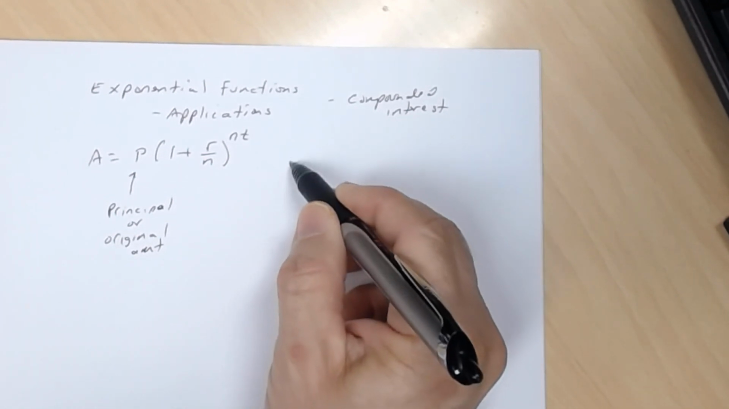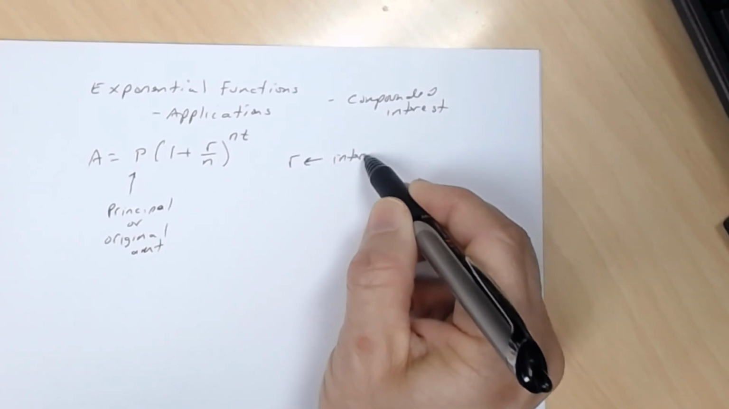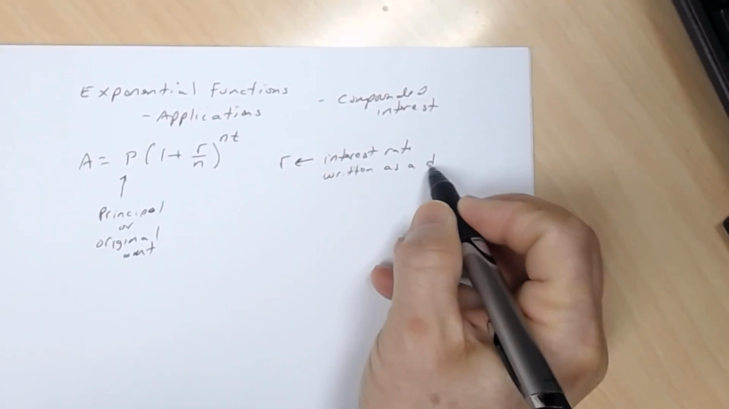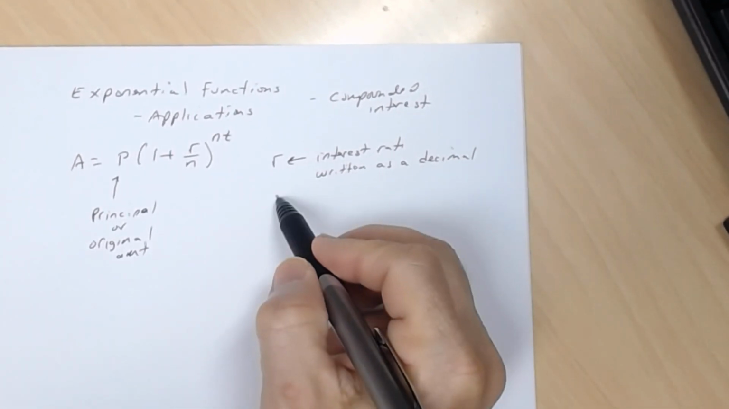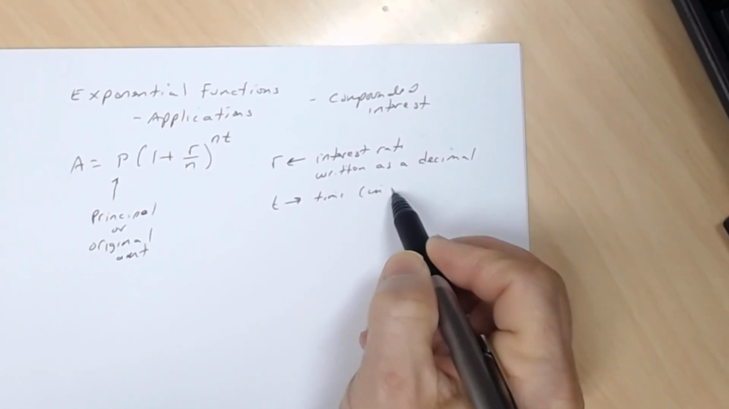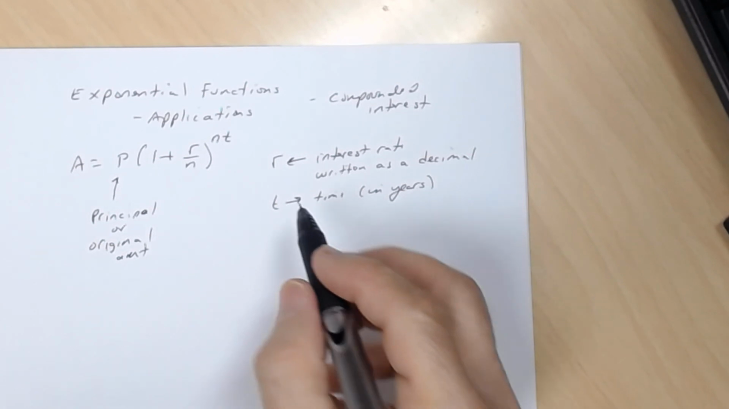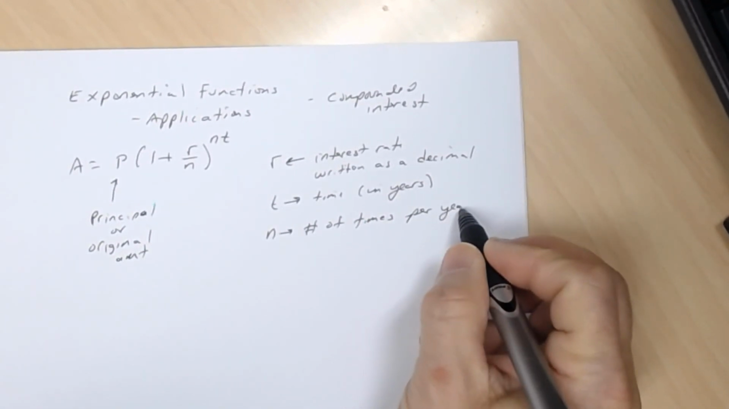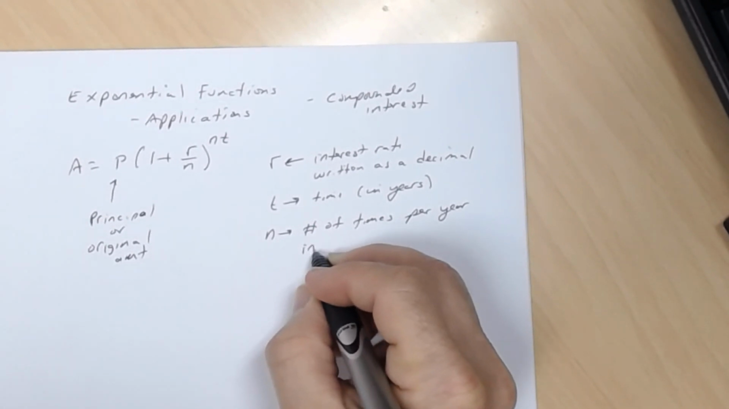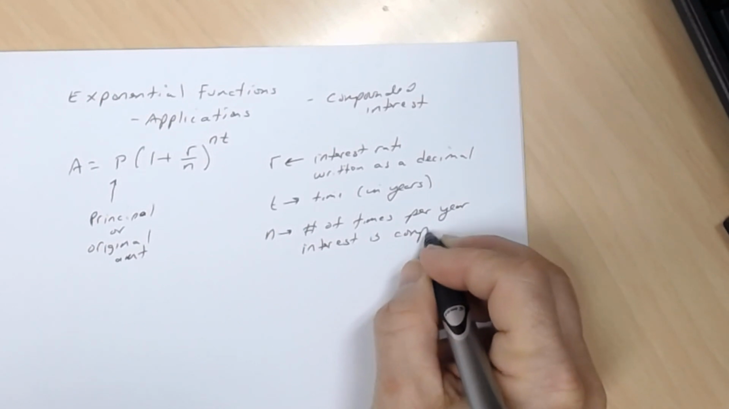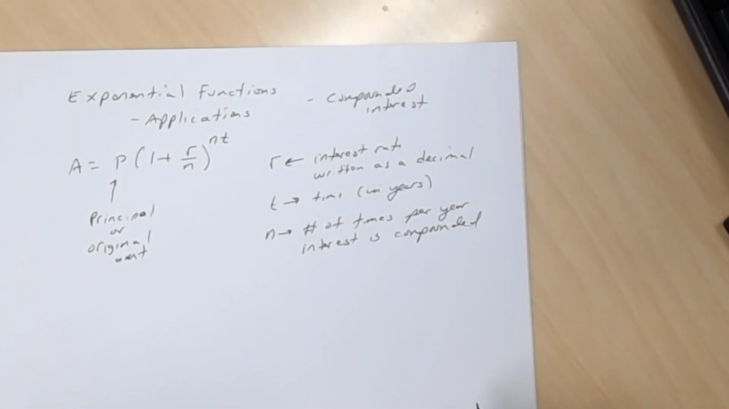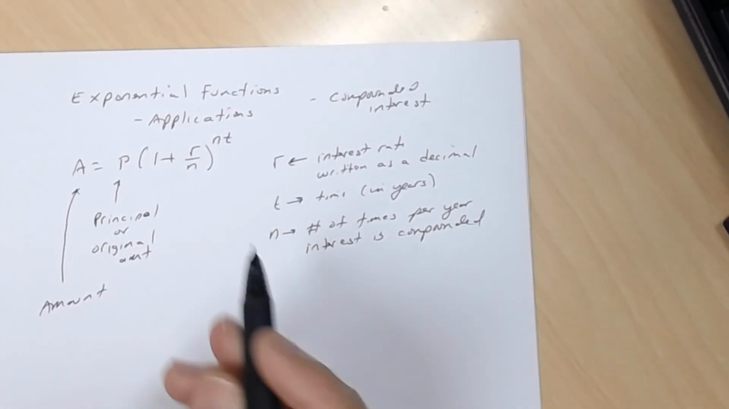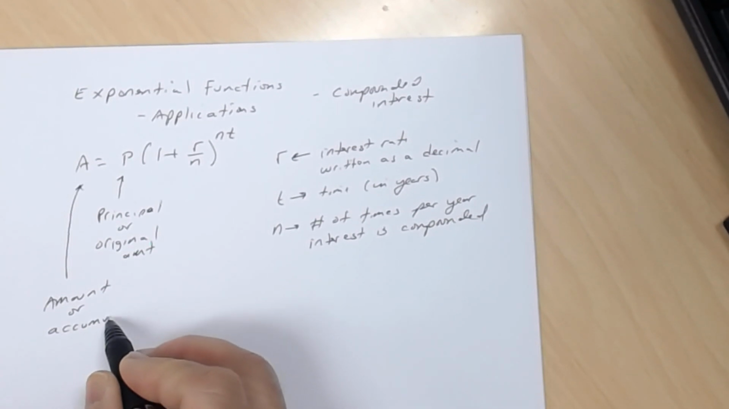R, it kind of says what it is. It's the rate, the interest rate. When you put it in the formula, make sure it's written as a decimal. T is the time, and it must be in years. N is the number of times per year interest is being compounded. And A would be the accumulated value. So A is the amount you end up with, the accumulated value.